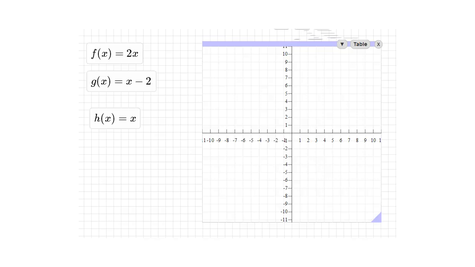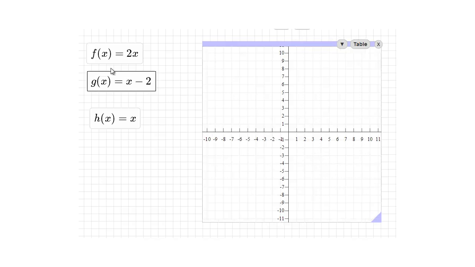Alright, so I used FluidMath to create these 3 functions. One is f of x equals 2x, g of x is equal to x minus 2, and h of x is equal to x. And I'm going to plot them right on the coordinate plane here. So what I'm going to do is just drag each function. So that's the first one, f of x equals 2x.